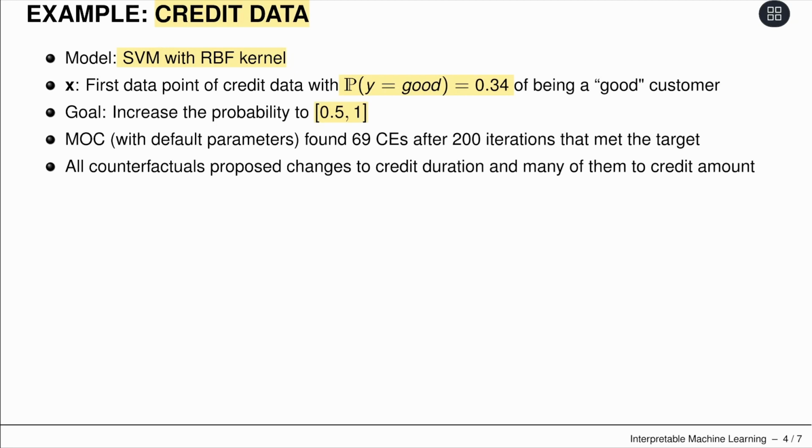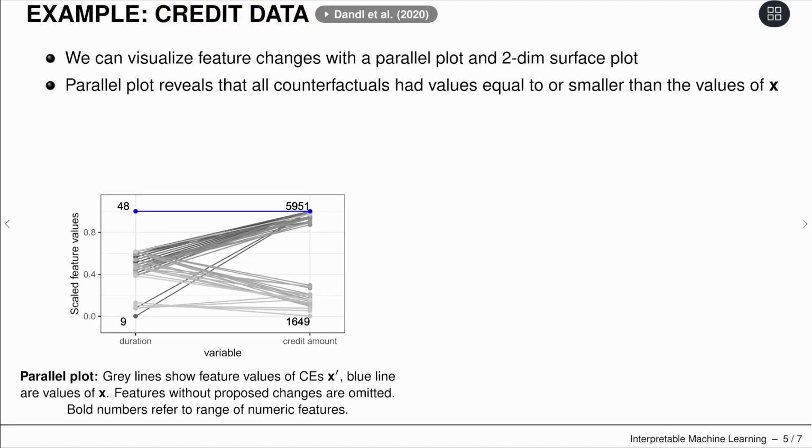They were now running that multi-objective CE algorithm. They found, after 200 iterations of their NSGA2 algorithm, 69 different counterfactuals, which is quite nice, right? So let's look into them a bit.